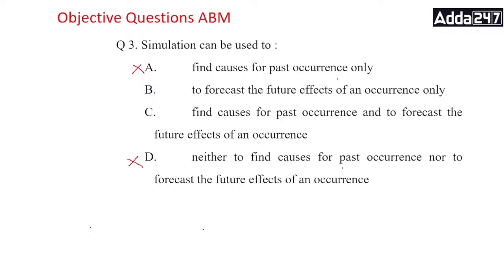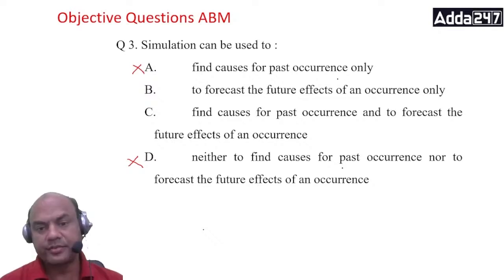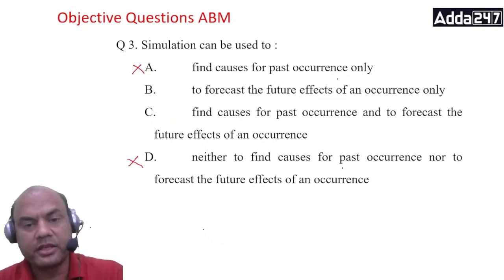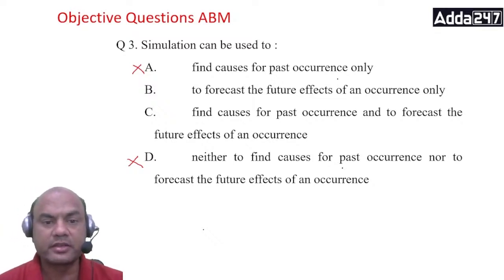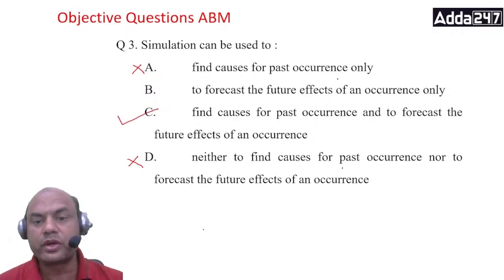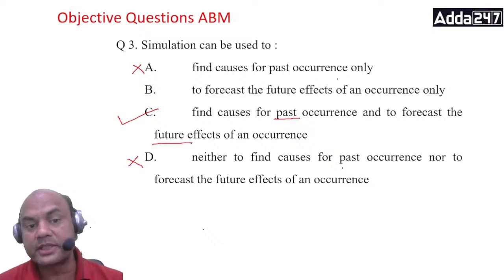The answer is, yeah, is it B or C? The answer is C, correct? The answer is C, because it is used for the past as well as to forecast the future, right? So C is the answer.